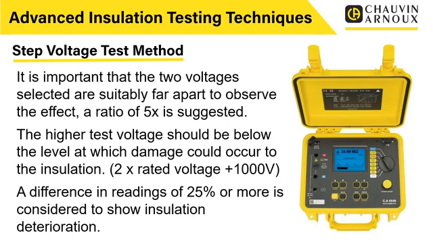The higher test voltage should be below the level at which damage could occur to the insulation. In some of the guidance that we've got, it talks about 2 times the rated voltage plus 1000 volts. Quite often when we're looking at flash testing and dielectric strength testing, particularly in AC systems, they generally recommend this voltage of around 2 times the rated voltage plus 1000 volts as where they'd start carrying out those dielectric strength tests. So we would suggest, as a rule of thumb, trying to keep below that if you can. But obviously it depends on the type of equipment you've got and what it's rated for.